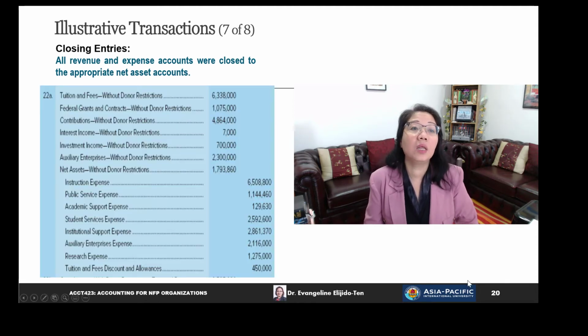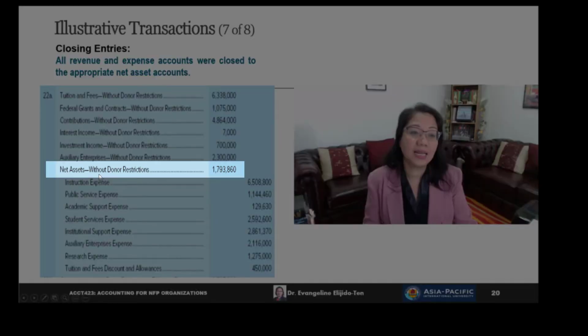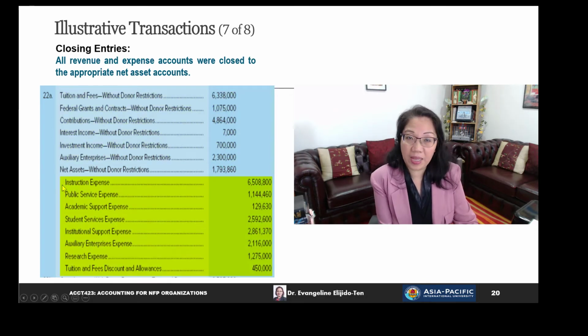In the first closing entry, in 22A, what we are doing is we are debiting all the revenue accounts and we are crediting all the expense accounts. And the difference will have to be closed to the net assets without donor restrictions. All right, so these are all our revenue accounts. All the expense, the functional expense accounts are as given here, are closed.